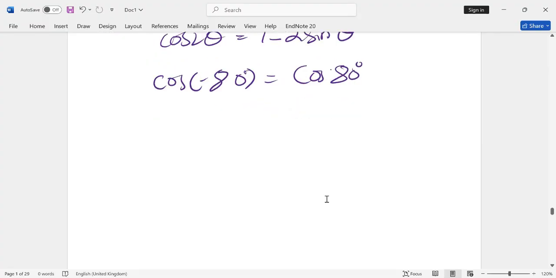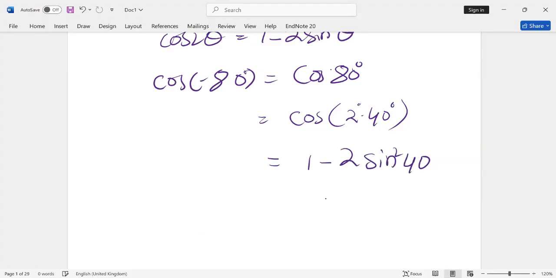So I'm writing it like that, cos of 2 times 40 degrees. Okay, so I'm writing 1 minus 2 sine square 40. All right, so that is equal to 1 minus 2P square. So cos of minus 80 degrees equals 1 minus 2P square.